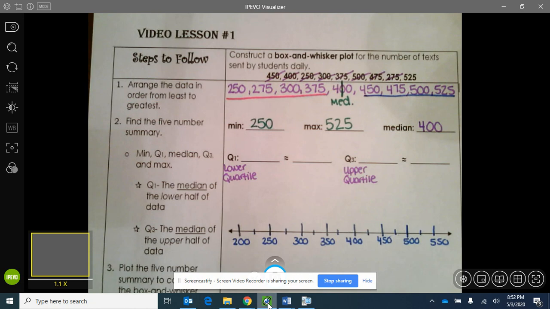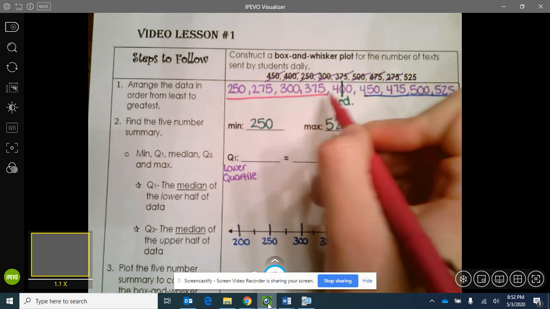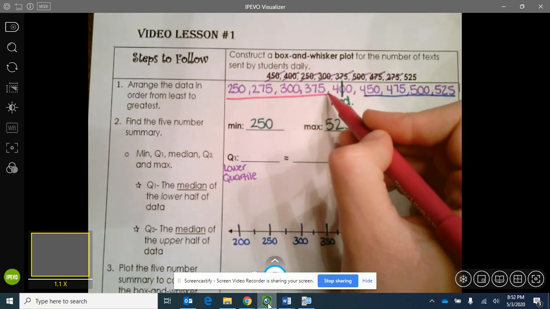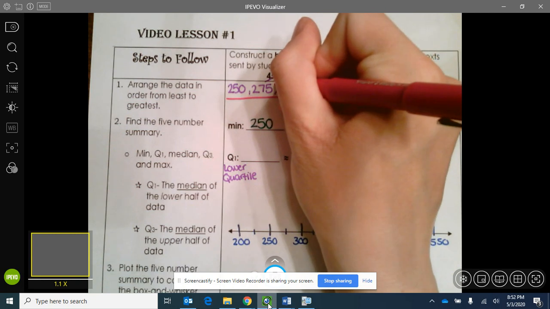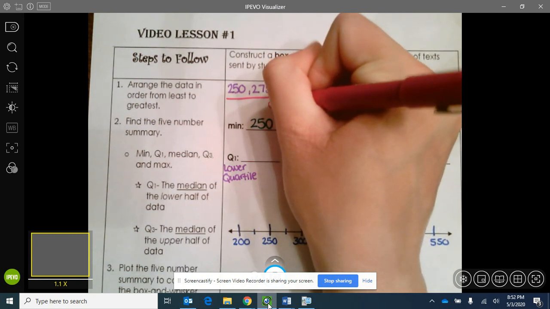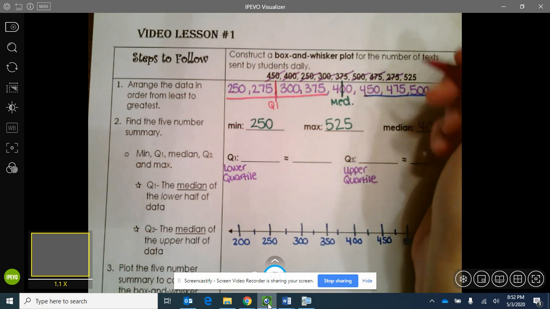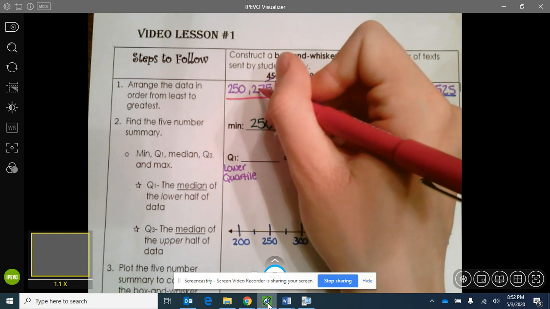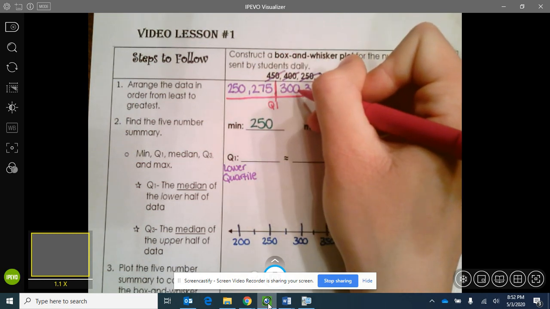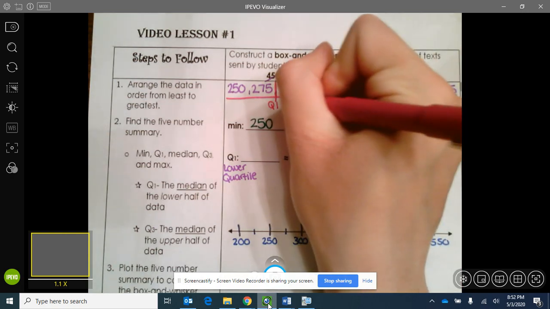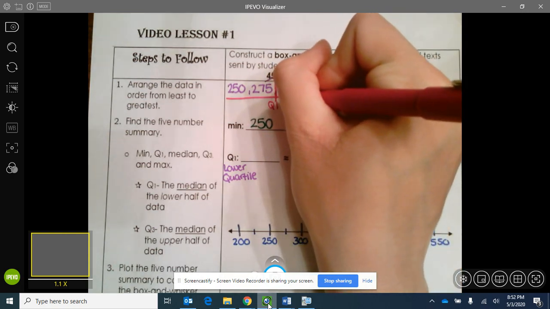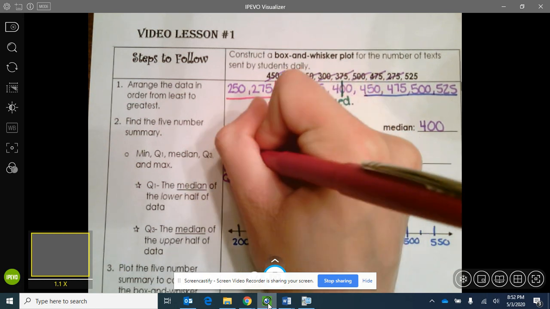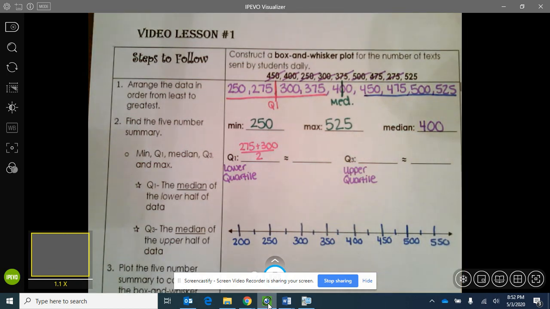So I'm going to look at the 4 data values that are in the lower half of my data, and I'm going to find the median. So if I have these 4 data values in the lower half of my data, my median is going to be right here. So this is going to be my Q1. Now, to find what the Q1 is, because it needs to be directly between 275 and 300, I'm going to find the average of those two. So if you take 275 plus 300 and divide it by 2, that's going to give you your Q1 value.